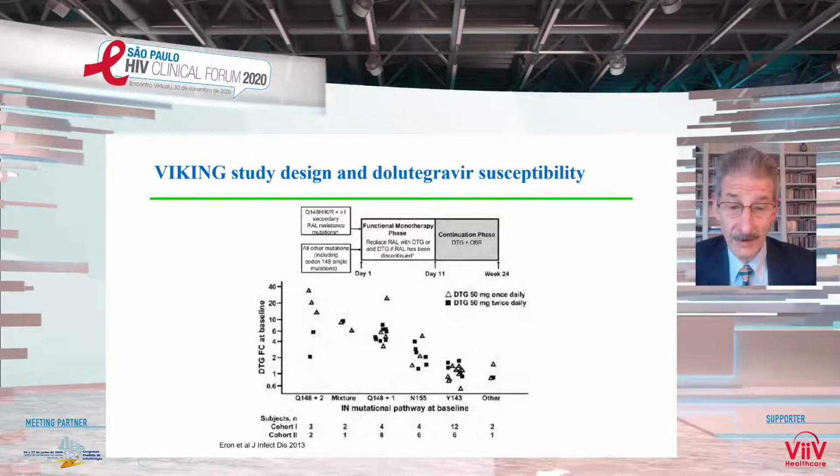Patients whose virus carried only a Y143 or N155 mutation had between 2 and 4 to 6-fold change in susceptibility to dolutegravir, whereas those having a 148 mutation together with other mutations had 6-fold and greater change in susceptibility. With the greatest change or loss of susceptibility occurring in patients whose virus carried a 148 mutation plus 2 other mutations, as you can see there.